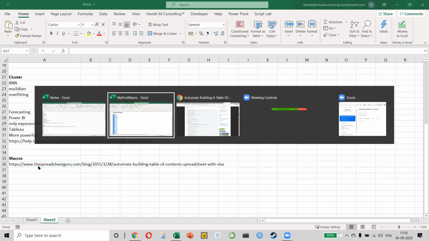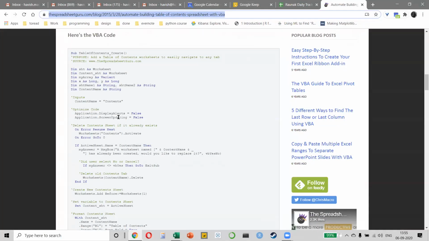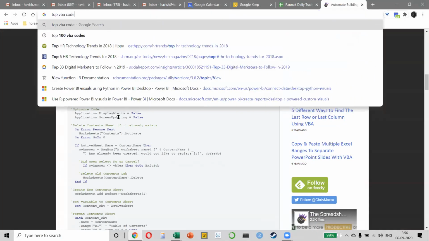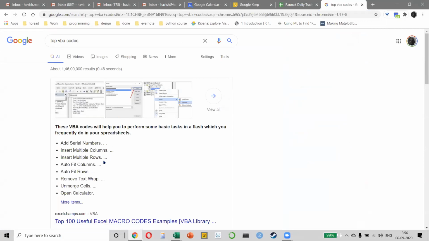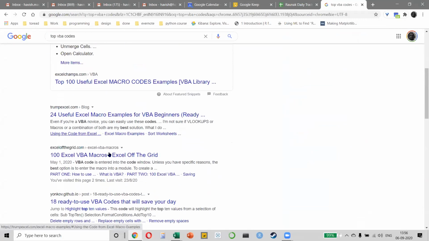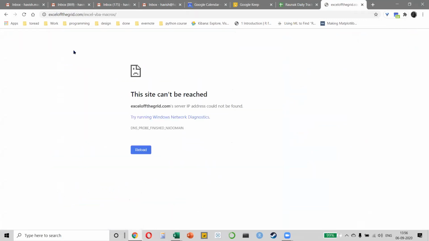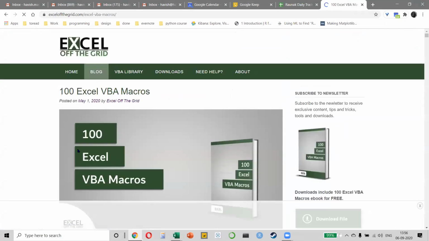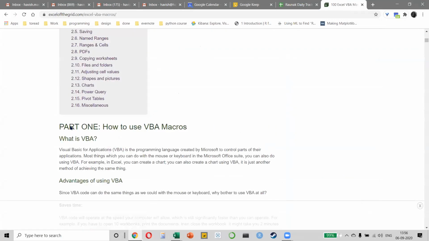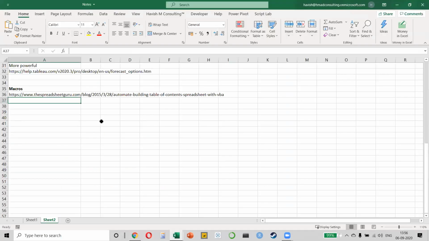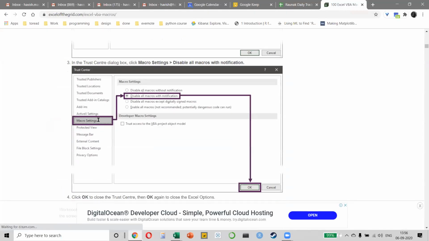And the second one that I want to share with you is top VBA codes. Do you see this website, Excel Off the Grid? This one has 100 VBA codes in it that you can just copy and paste and use as many times as you want, right? Just look at this. This is amazing, isn't it? You can just scroll down and it will show you.